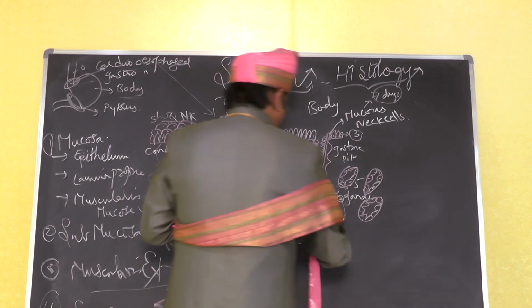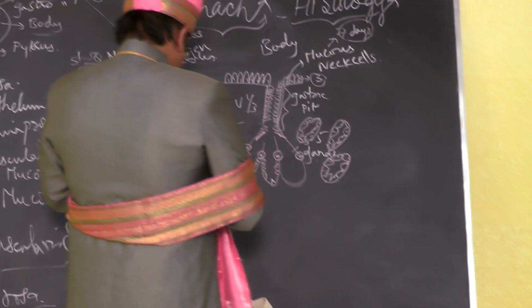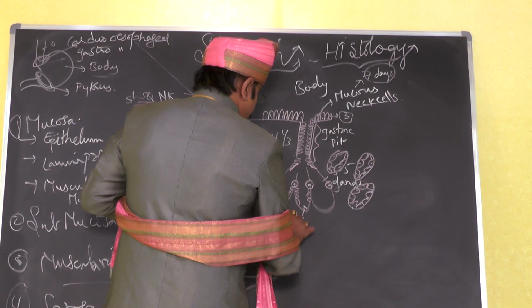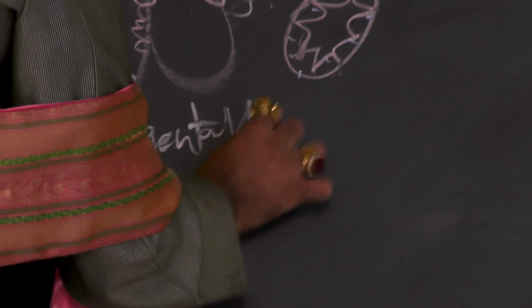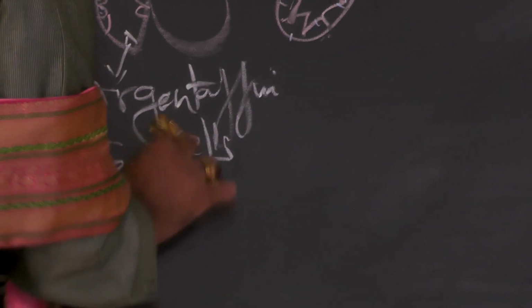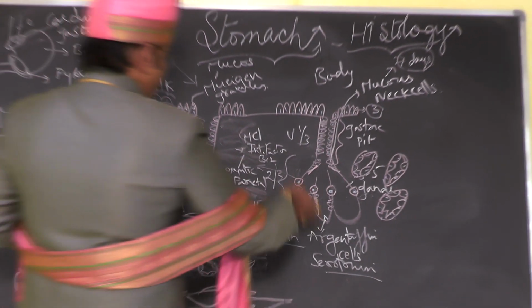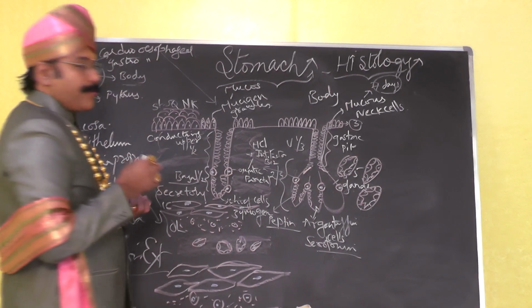Also we have got one special type of cell here in the region of the stomach. I am using another color. These are called argentaffin cells, which have an affinity for silver salts. These cells secrete serotonin, which acts on the blood vessels present in the lamina propria.